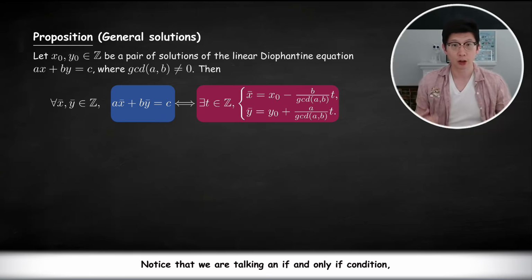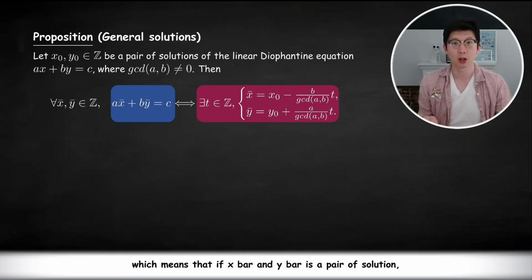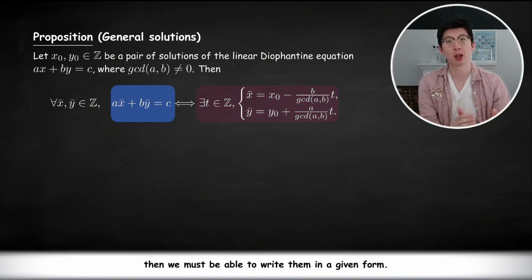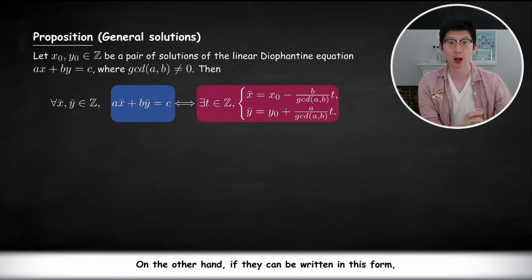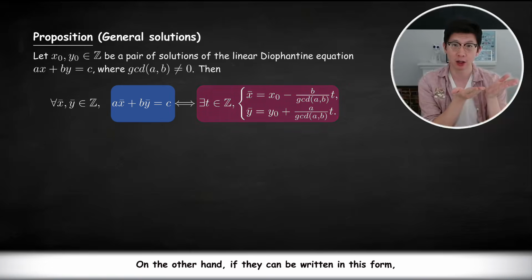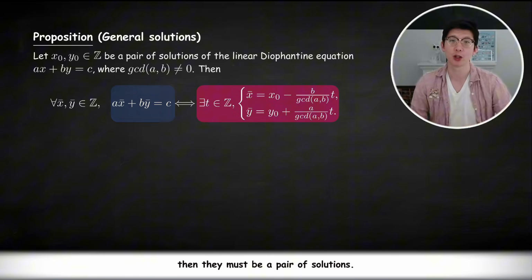Notice that we are talking about an if and only if condition, which means that if x bar and y bar is a pair of solutions, then we must be able to write them in a given form. On the other hand, if they can be written in this form, then they must be a pair of solutions.